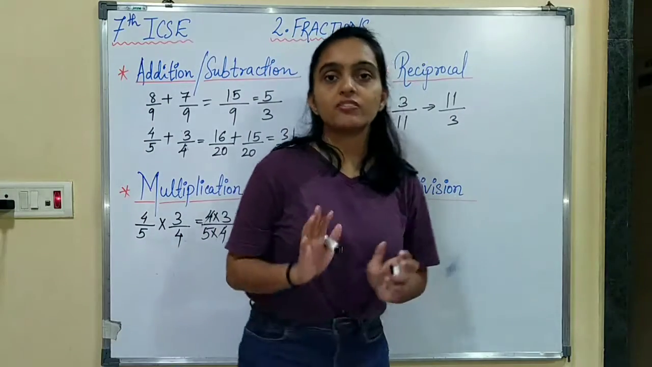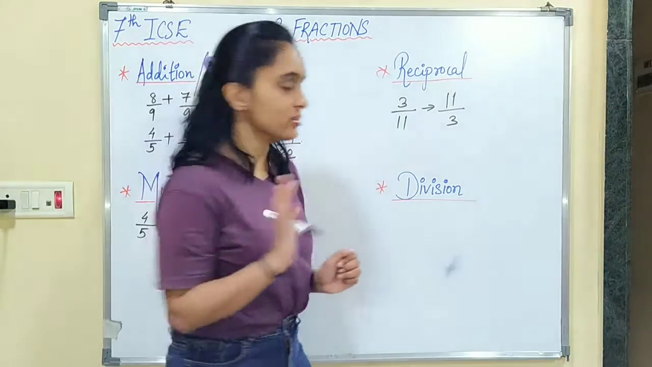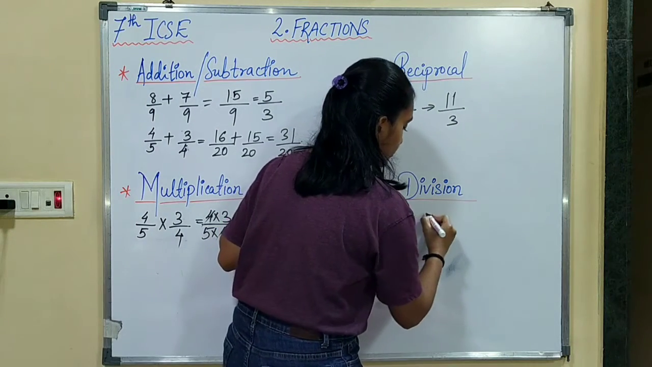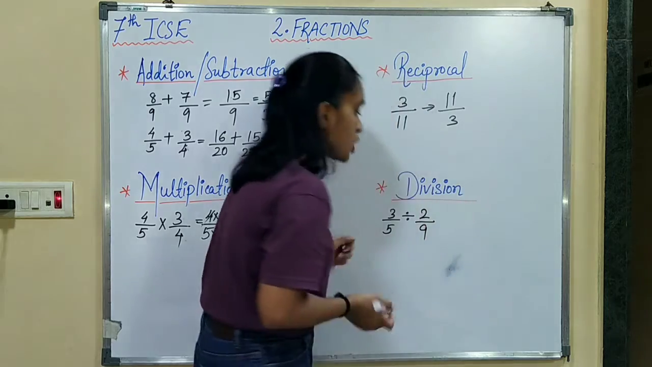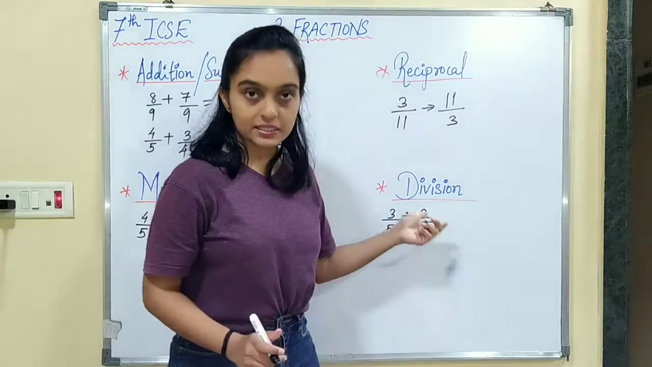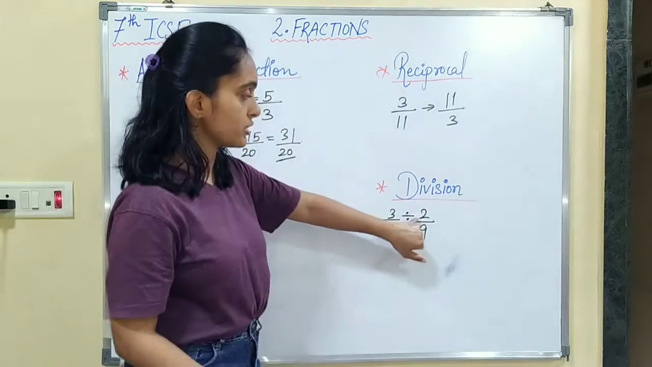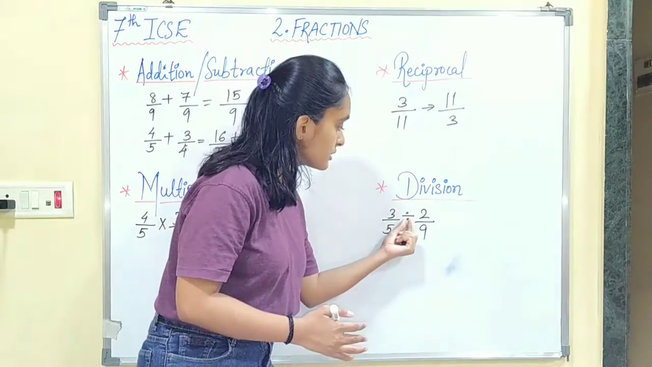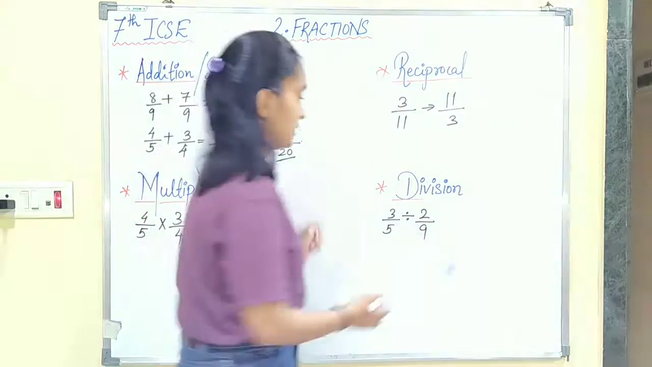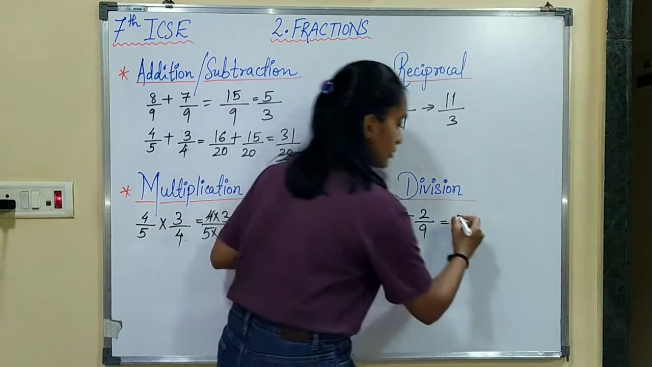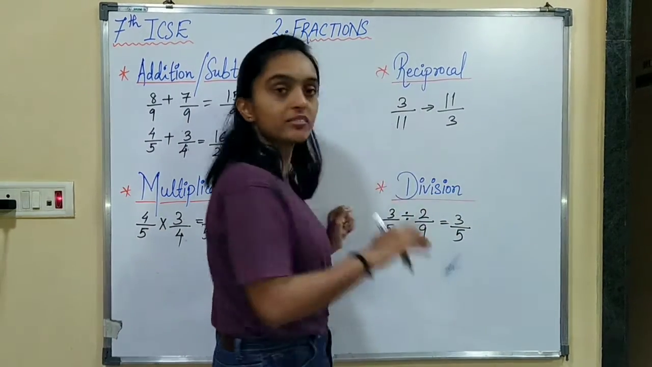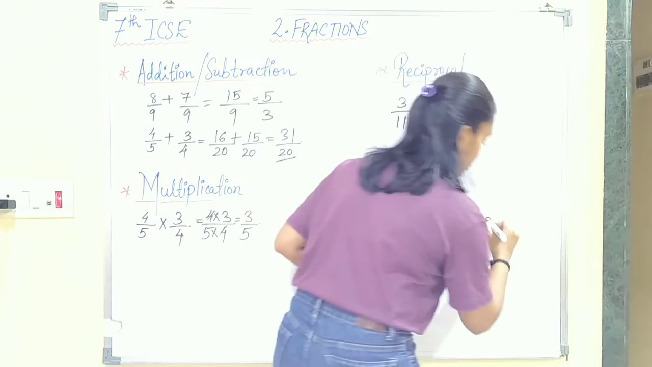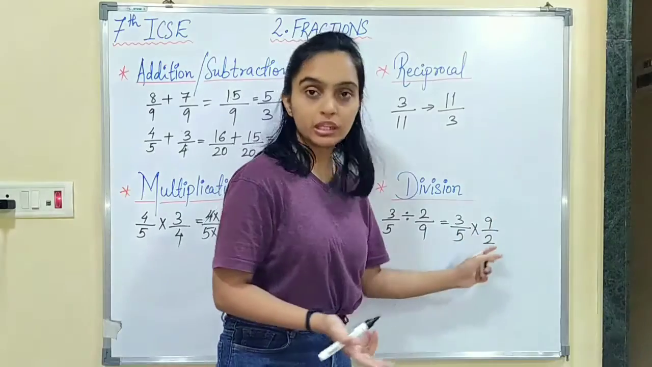Now division. If you have to divide two fractions, for example 3 upon 5 divided by 2 upon 9, the first step is to write the reciprocal of the second fraction. Here the second fraction is 2 upon 9, so its reciprocal will be 9 upon 2, and then convert the division sign to a multiplication sign. So this will become 3 upon 5, the division sign will be replaced by a multiplication sign, and the reciprocal of 2 upon 9 will be 9 upon 2. So now it is simply a multiplication.